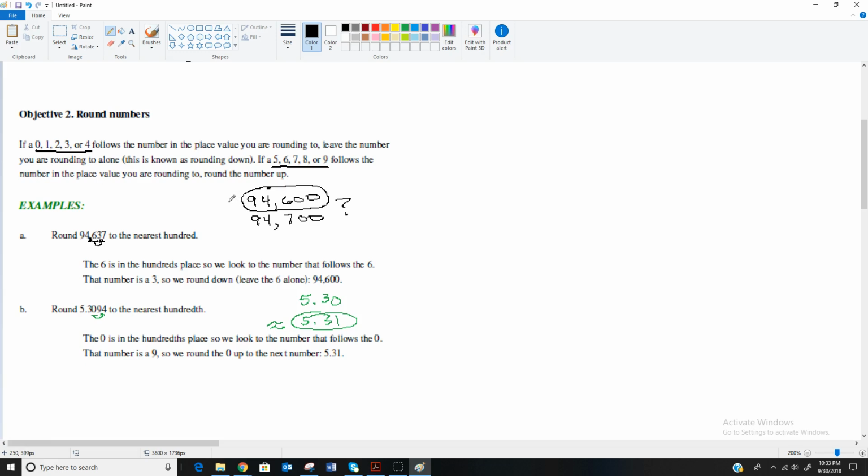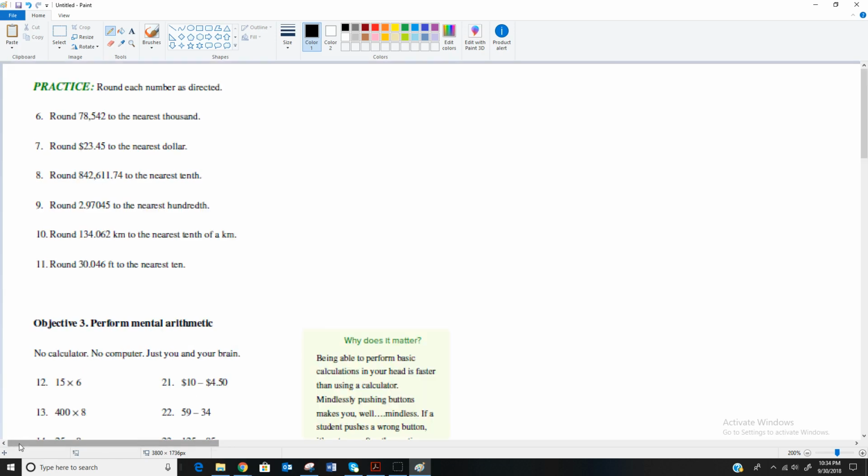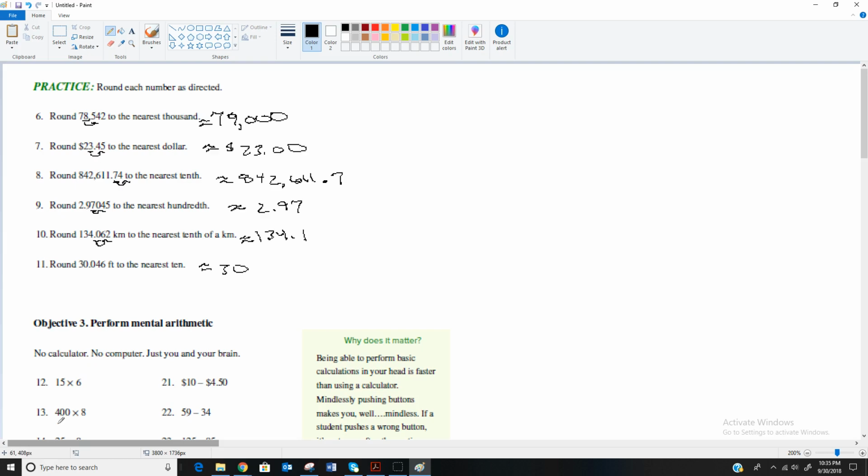And rounding this other one to the nearest hundredth would give you approximately 94,600 rather. So now I'm not going to talk through each of these. What I would tell you to do now is to pause the video and do these problems 6 through 11, and then I will write the answers up. But the best thing for you to do would be to pause this, write down what you think the answers are, and then start playing it again and see what the answers are. So here's the answers for those.